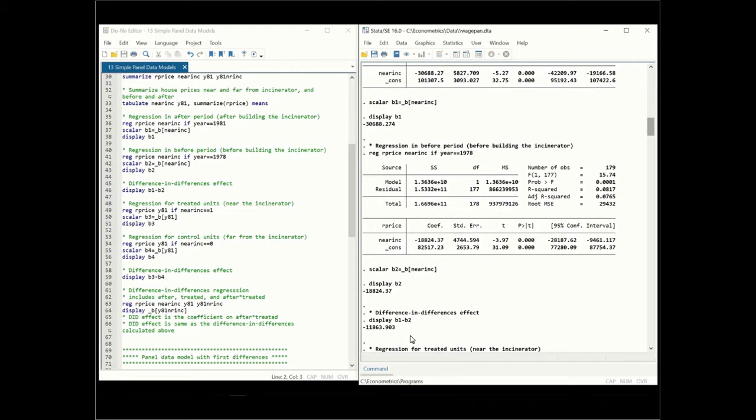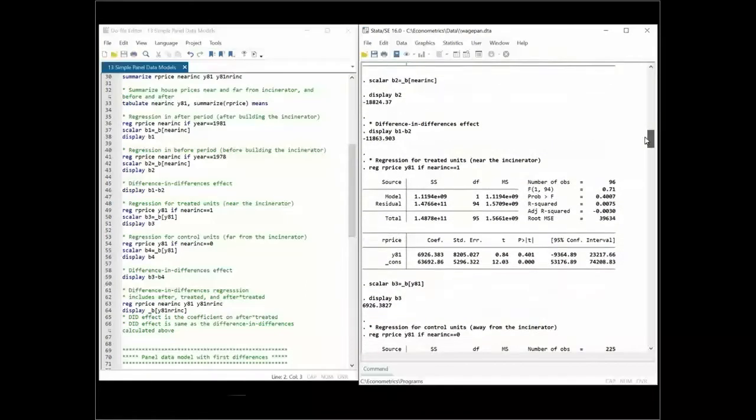So now let's do these regressions in the other way, which is now to estimate a regression for the treated units, which is near the incinerator, and then one for the controlled units, which are far from the incinerator. So here we have near the incinerator equals 1 and near the incinerator equals 0. So when we estimate these regressions, this is what we find here.